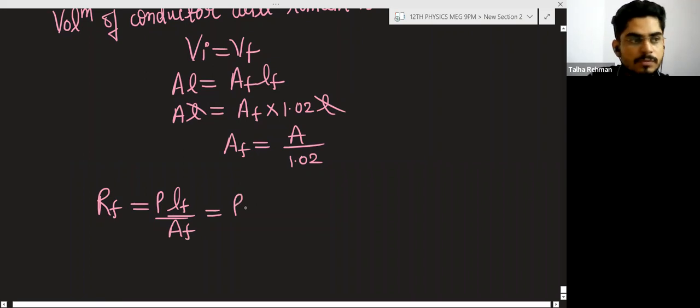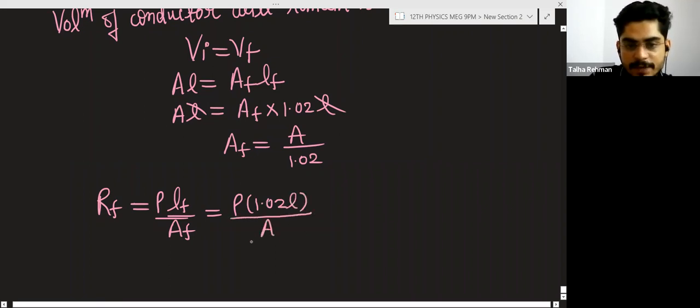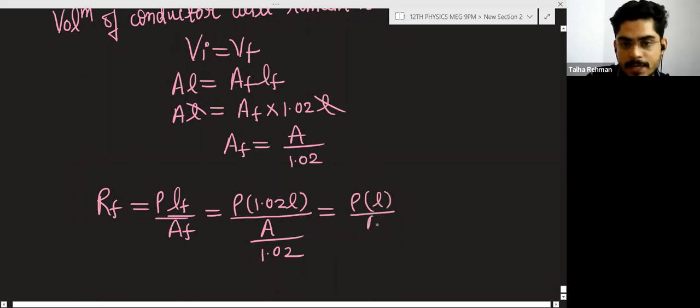This is rho. L final is 1.02 times L, divided by area final, which is A divided by 1.02. So from here, the resistance will become rho into L by A, and when you multiply this, it will become 1.02 squared.